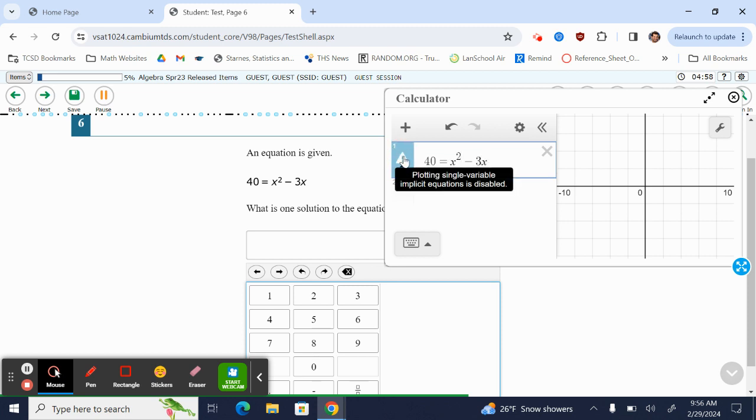You see this error message? So it says you cannot just plot an implicit equation. So again, that just means an equation in one variable. So here's what we're going to do.